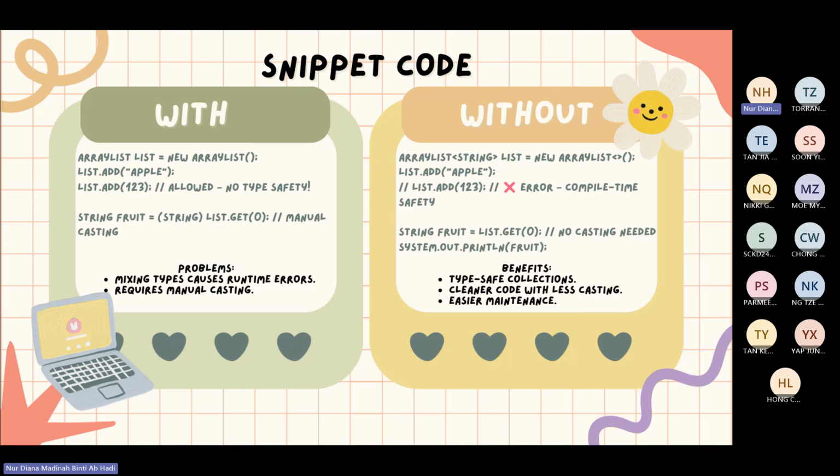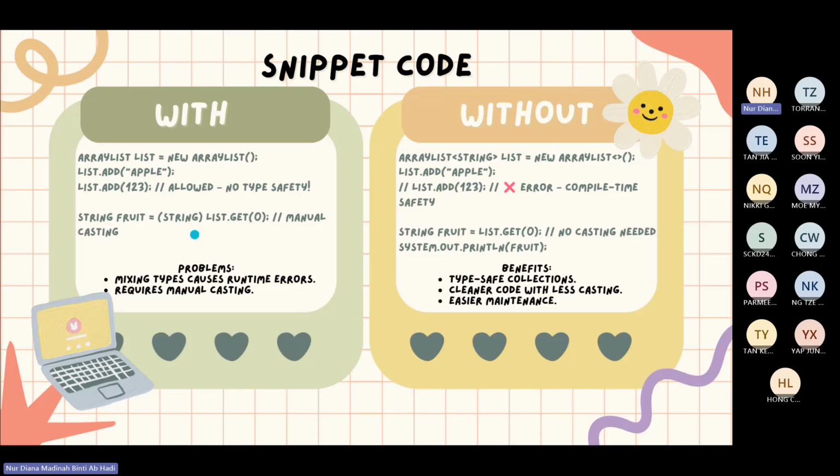But when you have a generic version, oh sorry, the labeling is wrong. The labeling is actually in reverse. The green one is without, the yellow or orange one is with. If you look at list.add(123), this one is for you to run without the generic code.